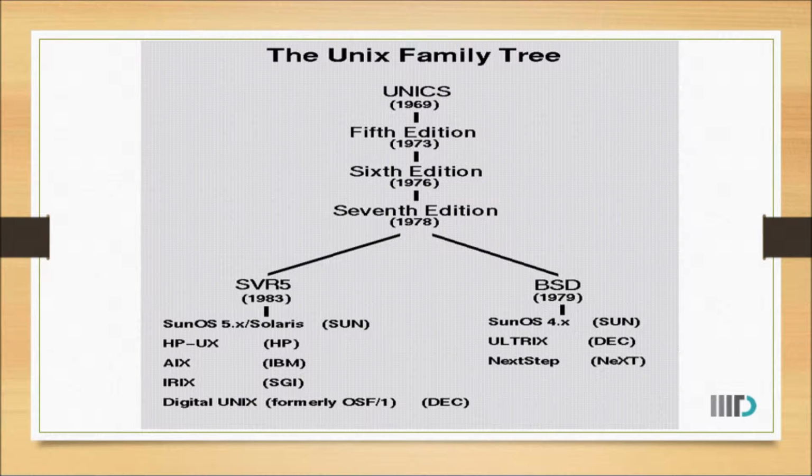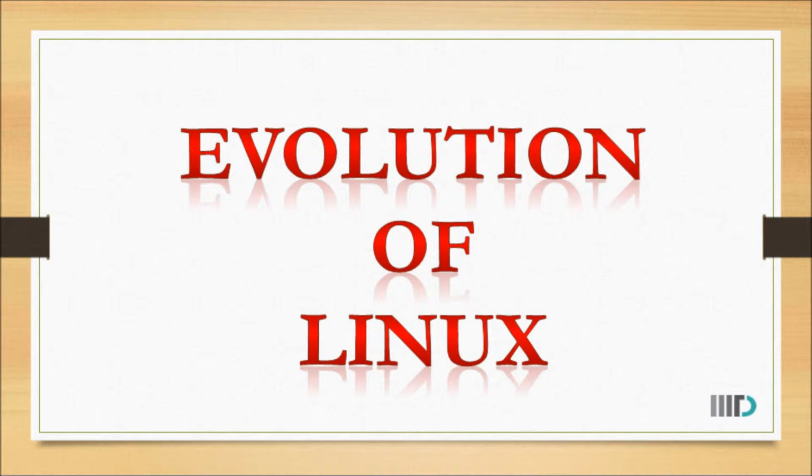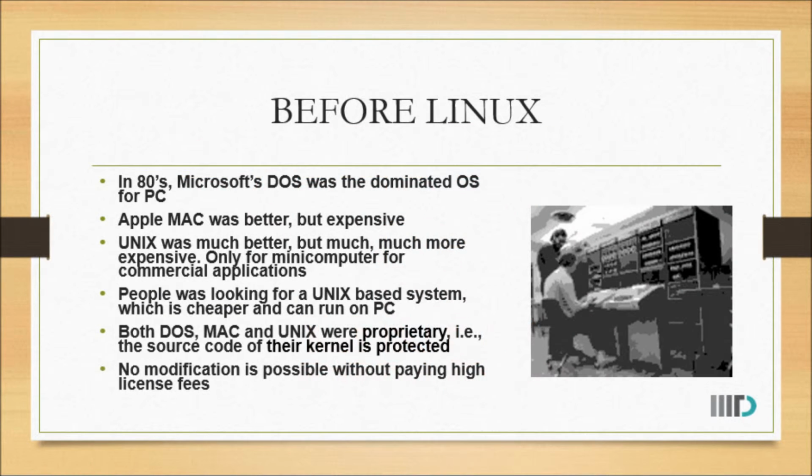This is the tree diagram of the Unix family. Evolution of Linux. Before Linux, in the 80s, Microsoft DOS was the dominant OS for PC. Apple Mac was better but expensive. Unix was much better but much more expensive, and only for minicomputers for commercial applications. People were looking for a Unix-based system which is cheaper and can run on PC.